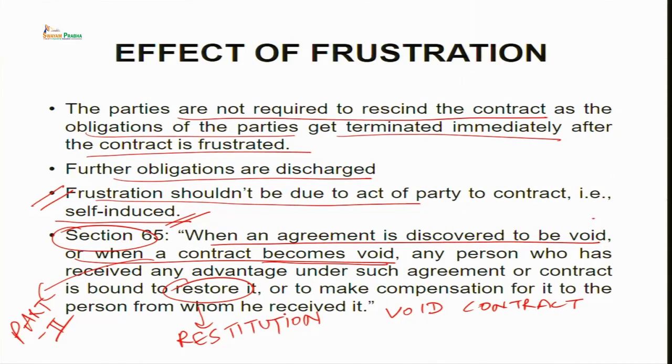Remember, we had referred to this section under the topic of capacity to contract when we were discussing the judgment of Mohori Bibee versus Dharmodas Ghose. It says, or to make compensation for it to the person from whom he received it. So, if a contract becomes void due to some supervening impossibility, before the performance could take place, and the obligations are not performable now, then if either of the parties had received any kind of benefit, the court will ask that particular party to return it or restore it back to the other party.